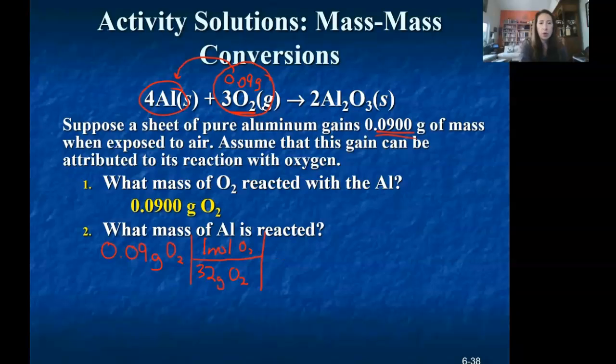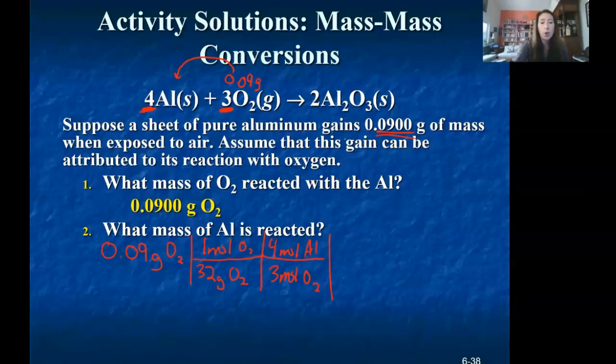But in this case, we want to go to grams of aluminum. So whenever we have something but we want something else, we have to do a mole-mole ratio. And remember, these mole ratios come from the balanced chemical equation. So there's 3 moles of O2 to 4 moles of aluminum.